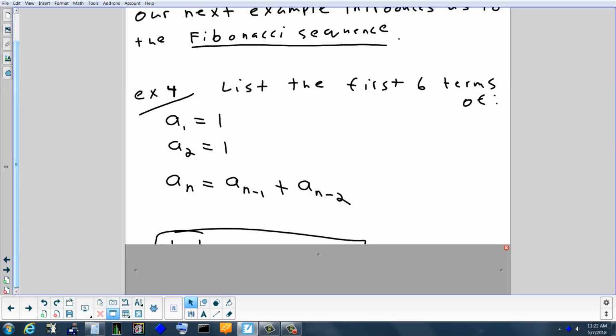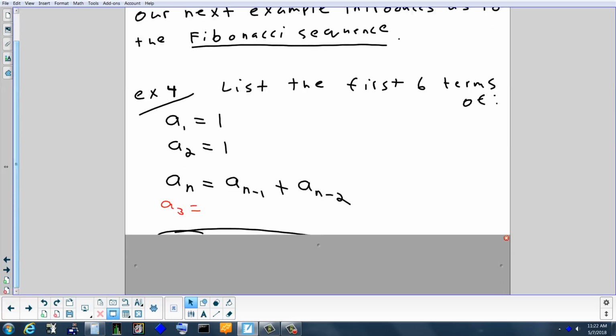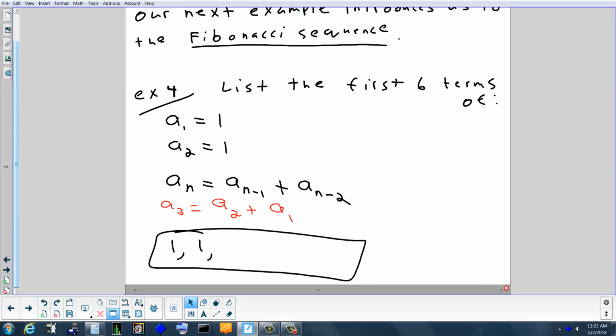So if you wanted to write this out for the third term, I'm not going to write it out for all of them, but we'll just do the first couple. The third term is going to be 3 minus 1 is 2, 3 minus 2 is 1. So to get the third term, add the second and the first. Okay, so what would the third term be here? 2. And how about the one after that?